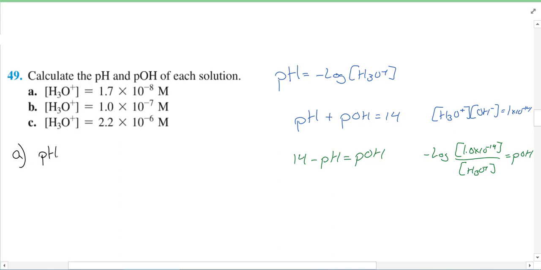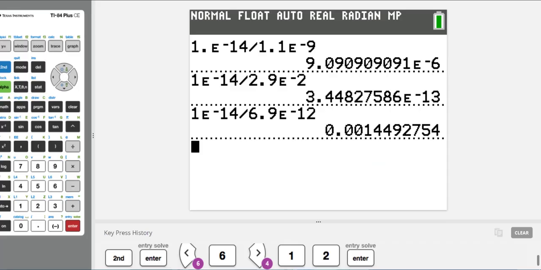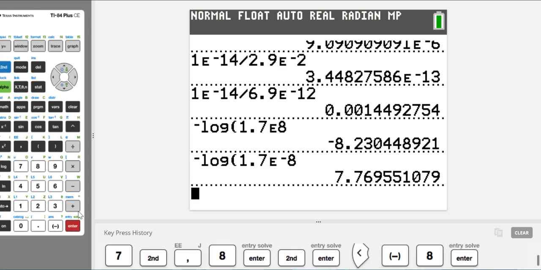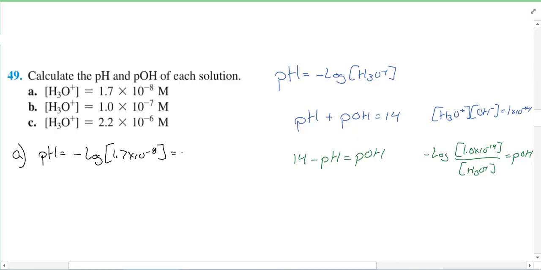the pH would be equal to negative log of 1.7 times 10 to the negative 8 molar, which we do that. Negative log of 1.7 times 10 to the negative 8, 7.77. 7.77 is my pH. pOH would be 14 minus 7.77, 6.23. That's all we do.